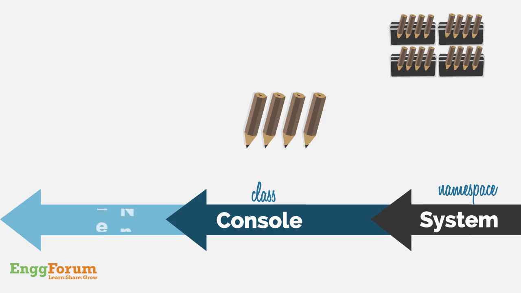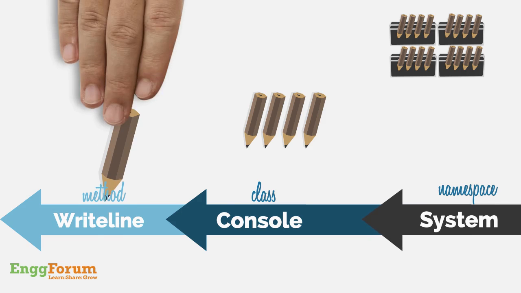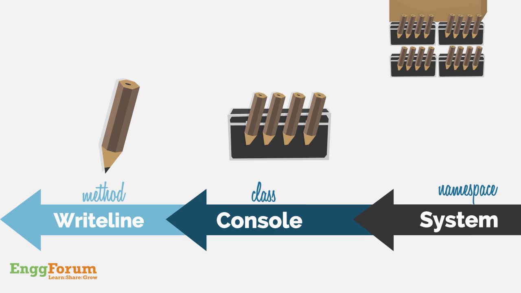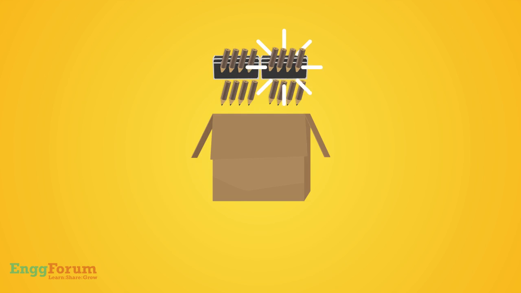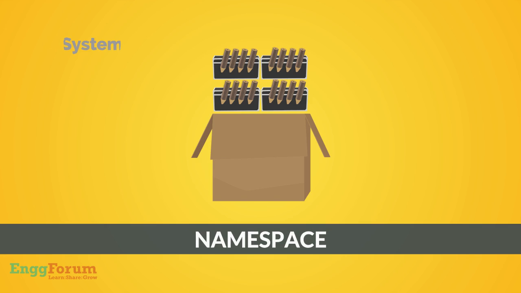Namespace System is the location where we have Console class. Also within Console class, we have our static method, writeLine. Hope now you have a slight idea about namespaces. Next, let's work out examples on namespaces.